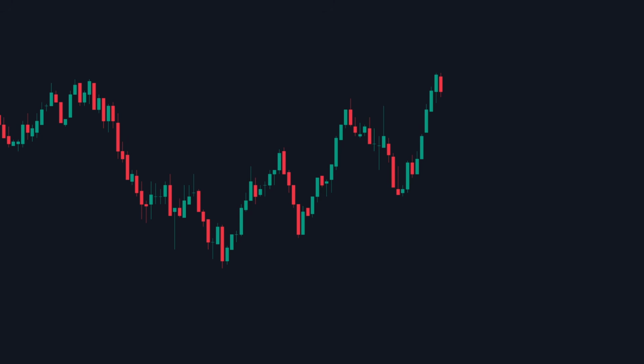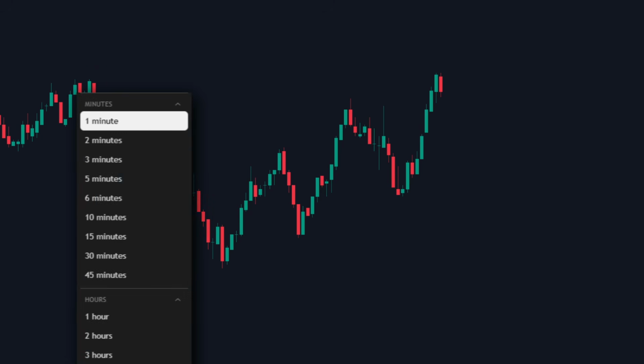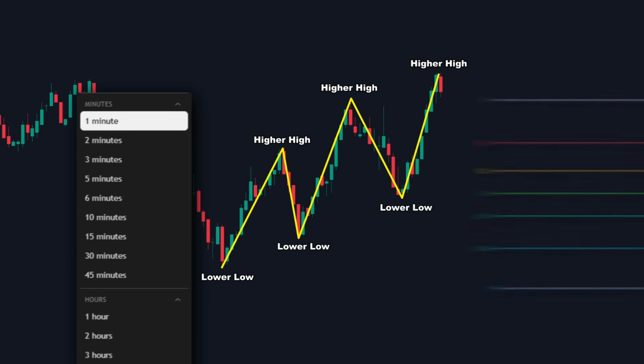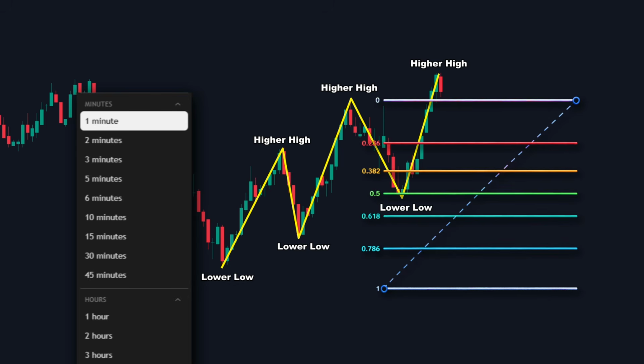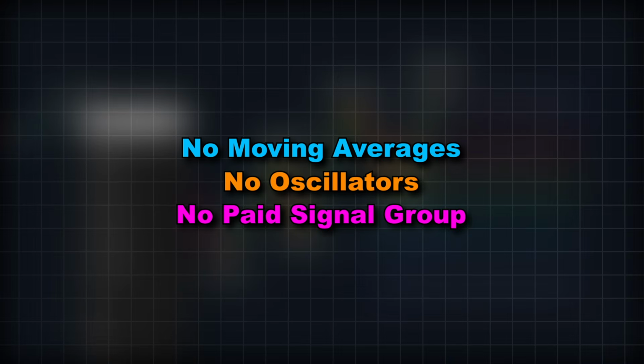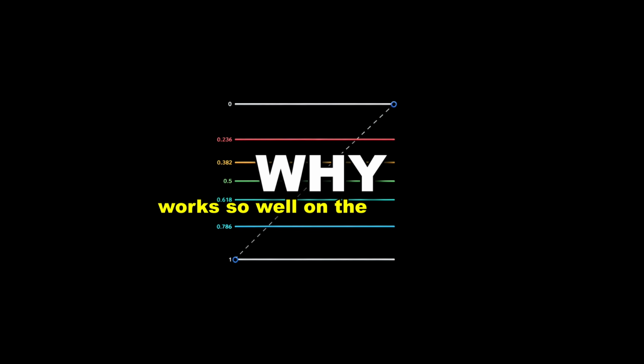So here's what you actually need: the 1-minute chart, a basic read on trend structure, which just means knowing what a higher high and a lower low look like, and the Fibonacci retracement tool. That's it. No moving averages, no oscillators, no paid signal group. Now let me tell you why Fibonacci works so well on the 1 minute.